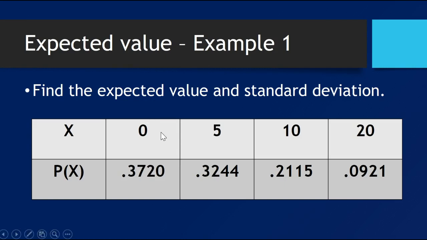So when I did this, I got that the expected value of x came out to about 5.58 and the standard deviation came out to about 5.91.